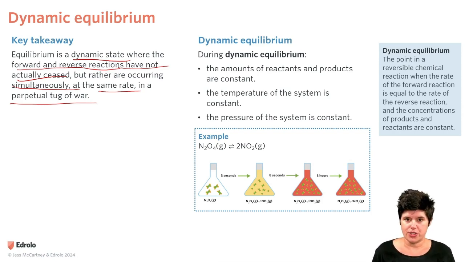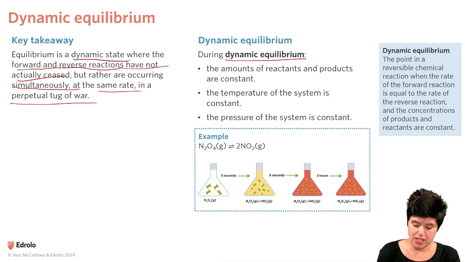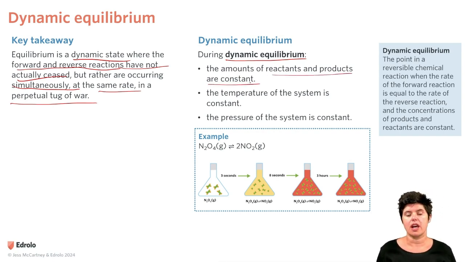Now, there are conditions that need to occur for the dynamic equilibrium to be consistent like this. So the first thing is that the amounts of reactants and products are kept constant, so nothing is added or taken away from the system. As long as that's occurring, that dynamic equilibrium will continue.